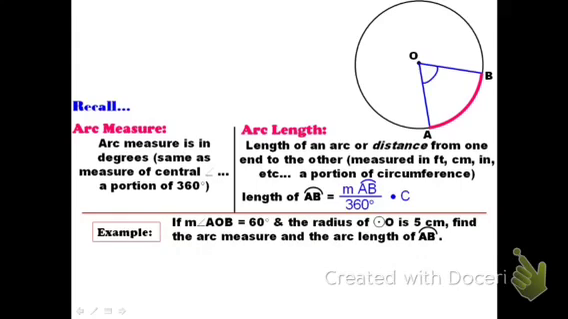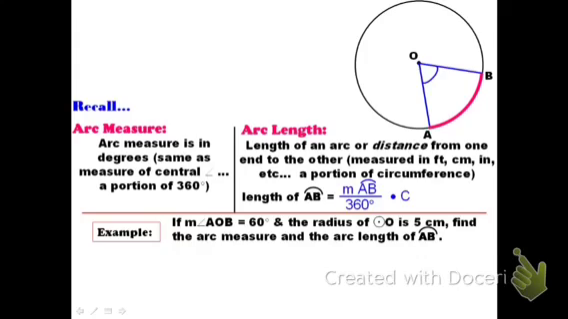This problem is based on the picture above. If the measure of angle AOB is 60 degrees and the radius of our circle is 5 centimeters, we want to find both the arc measure and the arc length. Now to do the arc measure, we know that the arc measure equals the central angle.